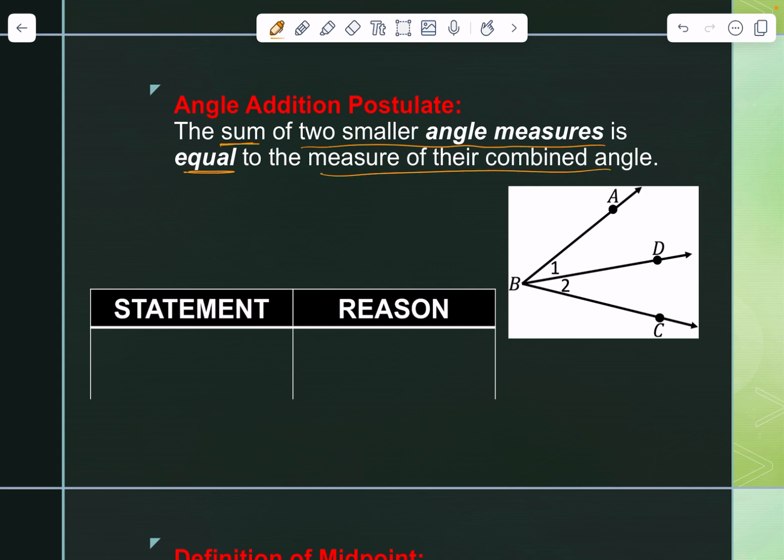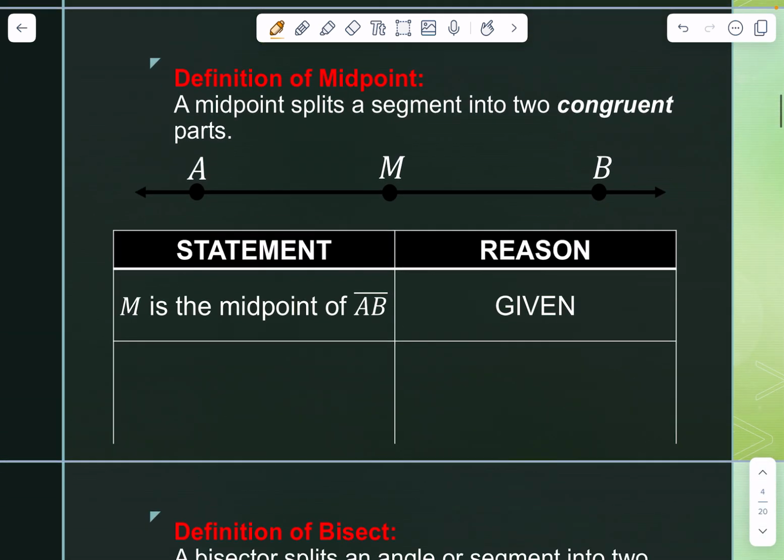Let's keep going. Angle addition postulate. The sum of two smaller angle measurements is equal to the measure of their combined angle. So when we look here, I'm adding again, and I'm looking at equals. The measure of angle 1 plus the measure of angle 2 is equal to the measure of angle ABC. And that is by the angle addition postulate.